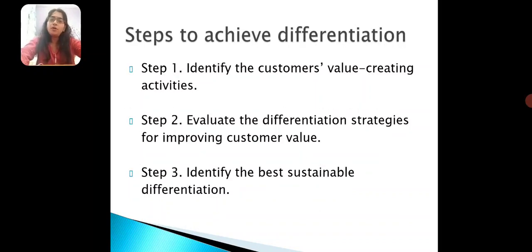Then if you go for differentiation advantage, you want to achieve competitive advantage in the market through differentiation. You want to be unique in the market. You don't want to be competing with all others through the same or similar product and with similar cost. You want to keep yourself apart from the entire lot, from the mass. You want to be unique. So in such a case, how can you achieve it? What are the different steps?